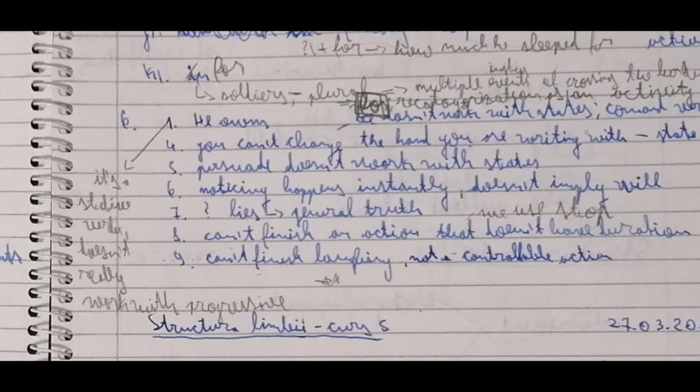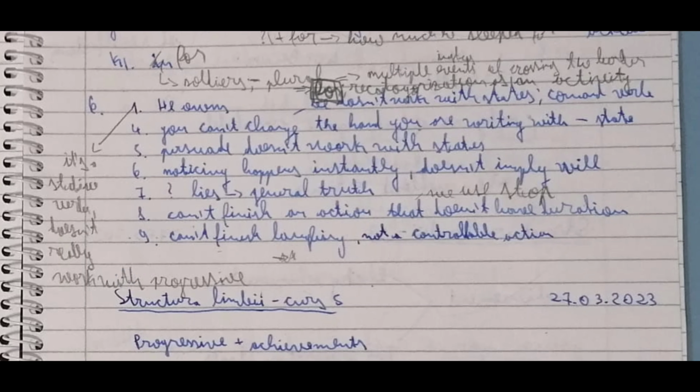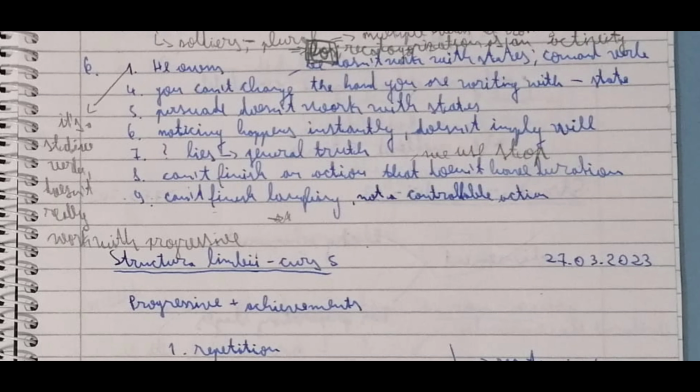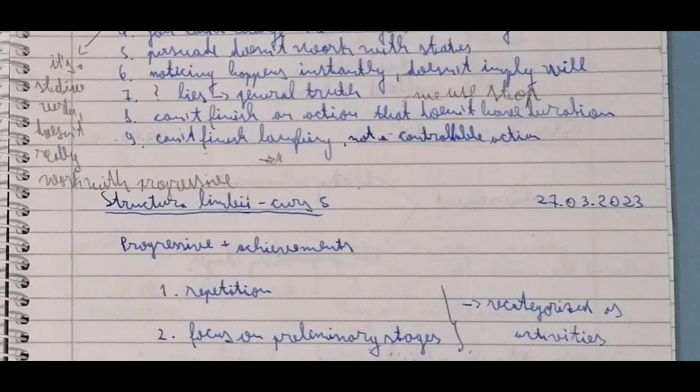It's studying, doesn't really work with progressive. You can change the hand you're writing with. State. Persuade doesn't work with states. Noticing happens instantly, doesn't imply will. Lies. General truth. Can finish an action that has been begun. Can finish not a controllable action. So can finish action that doesn't have a duration, and can finish laughing. It's not a controllable action.